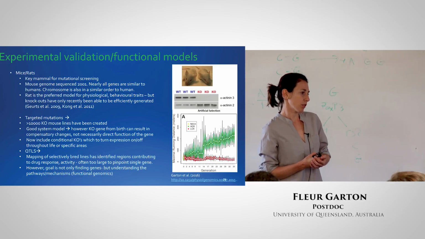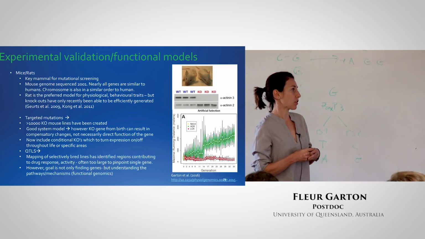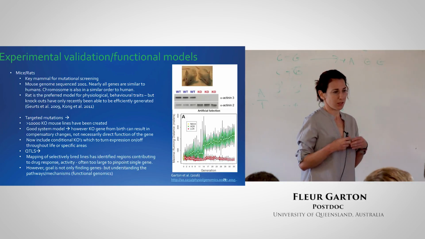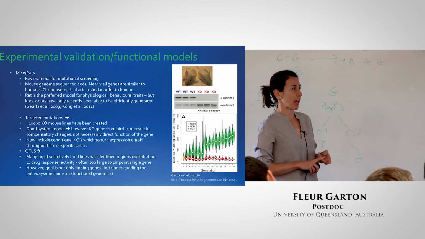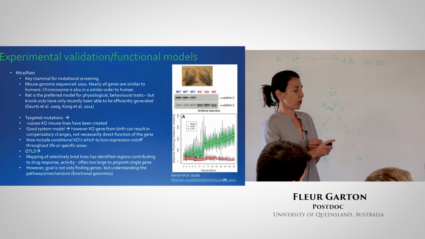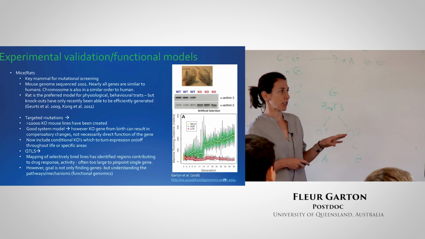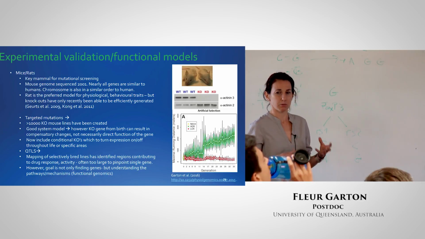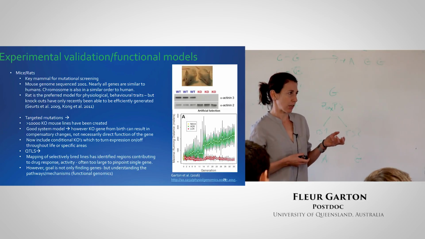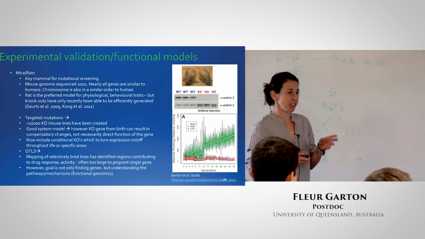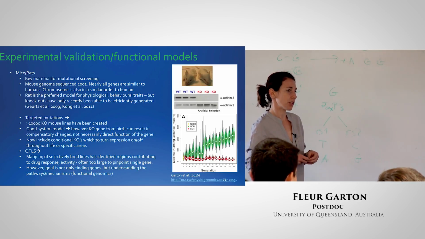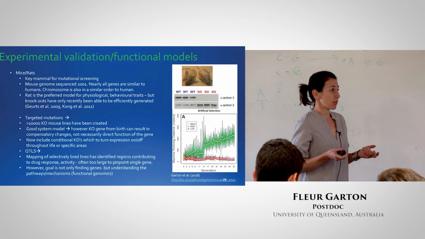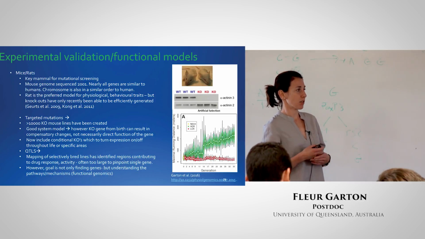I guess relevant to the behavioural field of research, I think rat is generally the preferred model for measuring physiological and behavioural traits, but the problem is that knockouts have only recently been able to be efficiently generated. I think they had a lot of problems culturing the rat cells, which they didn't have with mouse cells. So the great thing about the mouse model is that you can do targeted mutations. Over 10,000 knockout mouse lines have been created. It's a good model system.